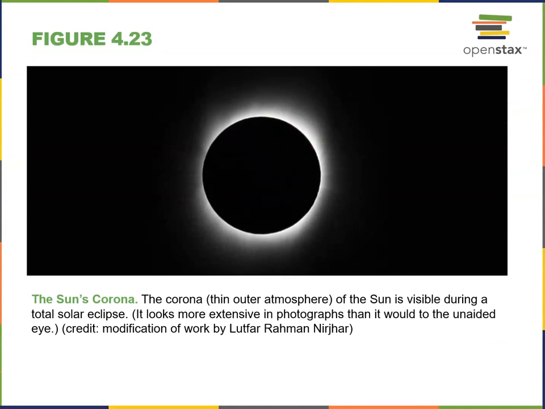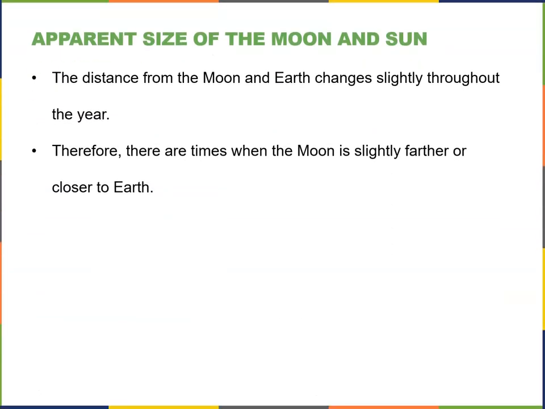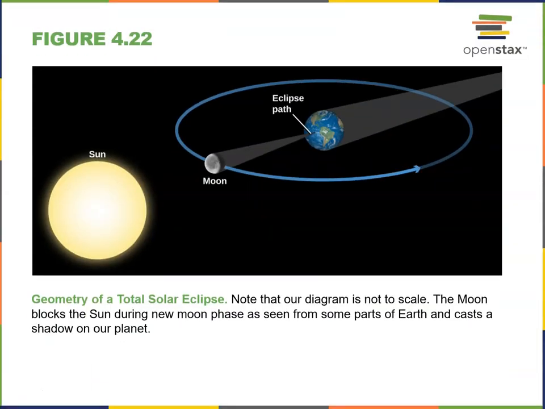Here we can see the sun's corona, or the thin outer atmosphere of the sun, that is visible during a total solar eclipse. The distance between the Earth and the moon changes slightly throughout the year. Therefore, there are times when the moon is slightly farther or slightly closer to Earth. It appears slightly larger than the sun in our sky and can completely block out the sun and its corona. This is a total solar eclipse.